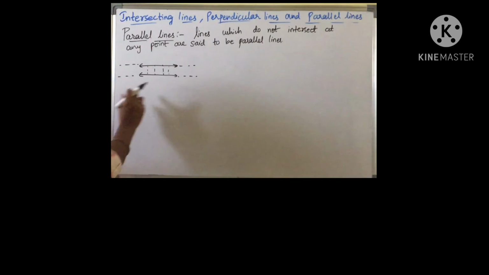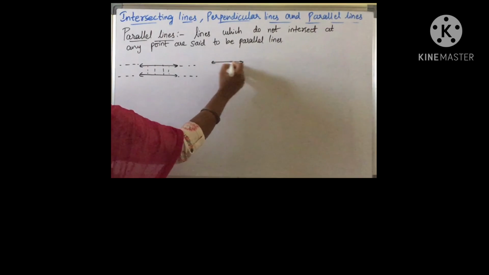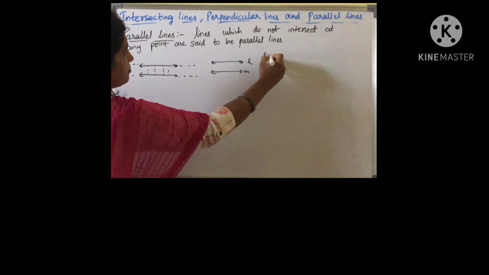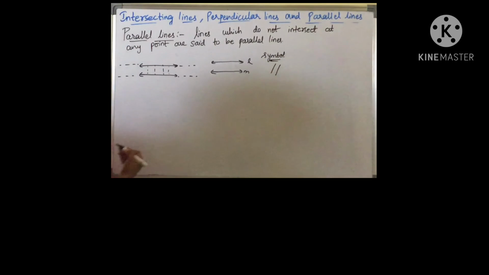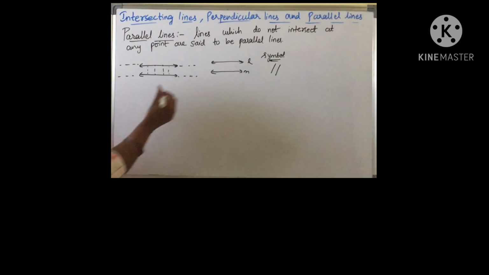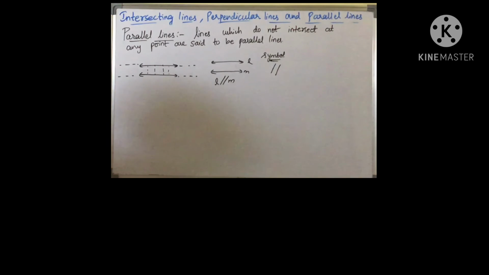And parallel lines are represented with a pair of vertical lines between the names of the lines. For example, here this line is L and this line is M. So what is the symbol for parallel here, children? It is represented like this: a pair of vertical lines between the names of the lines. Here I can write L is parallel to M. This is the symbol for parallel.